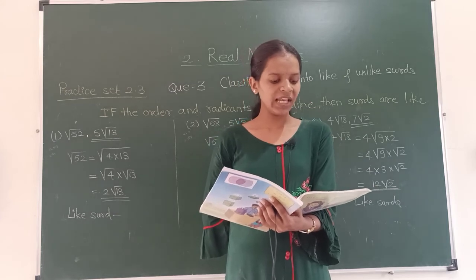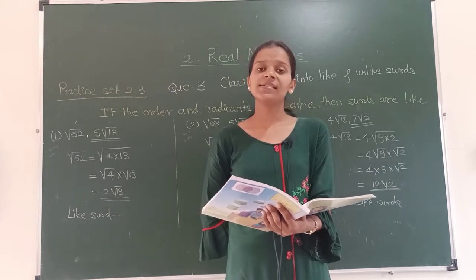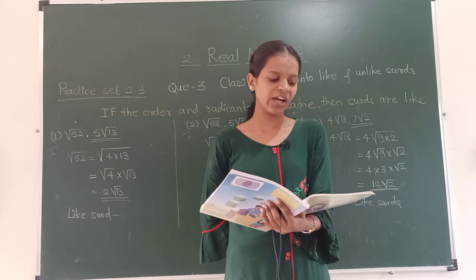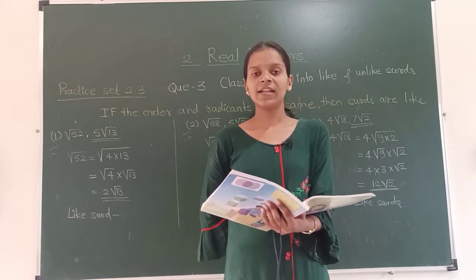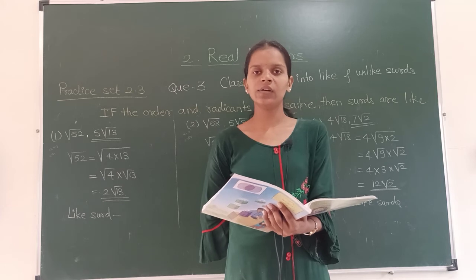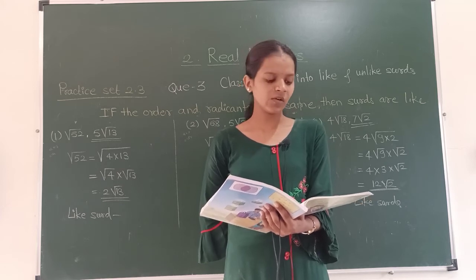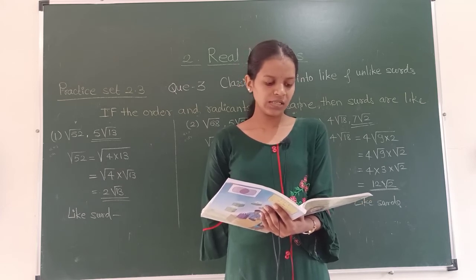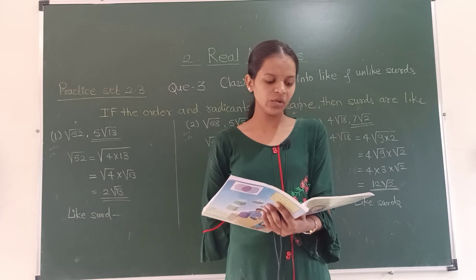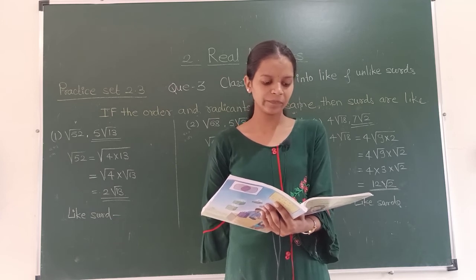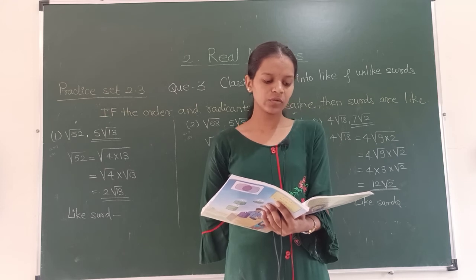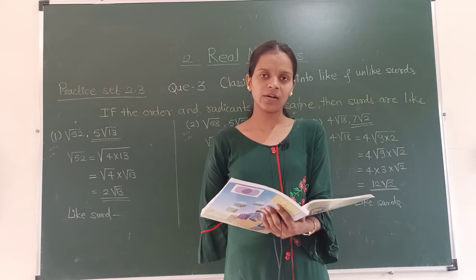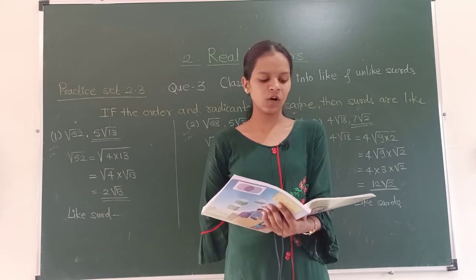19 under root of 12 and 6 under root of 3. Yes, this is a like surd. If we further simplify 19 under root of 12, the order is the same and the radicand under root 3 will be the same. So it is a like surd. Fifth is 5 under root of 22 and 7 under root of 33. This is not a like surd because the order is the same but the radicands are not the same.